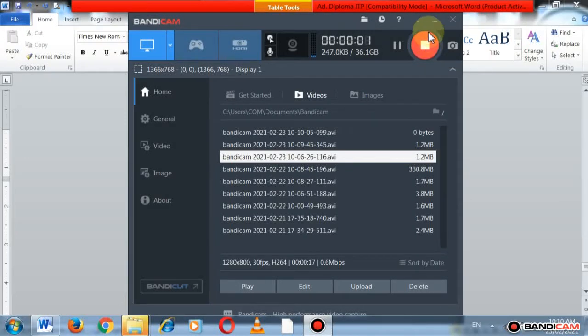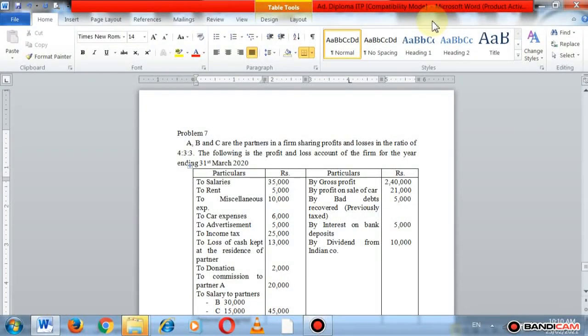Hello students, in our previous lecture we solved a practical problem on computation of total income of the firm. In today's lecture we are going to solve problem number 7 on computation of book profit and total income of the firm.